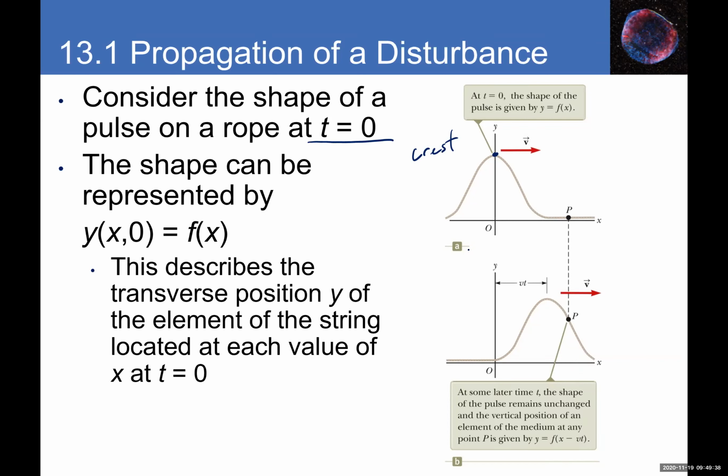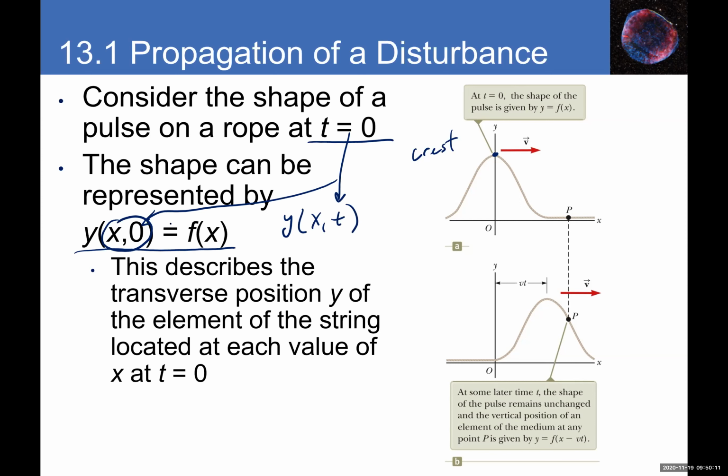So here's what we can do. This shape can be represented by y(x, 0) equals f of x. Now, what does it mean over here? It means that the vertical position of the particle depends on two things: horizontal position and time. So usually we write it as y(x, t). And since t equals 0, the second term over there is 0, and it equals some f of x, which is going to be some kind of function.